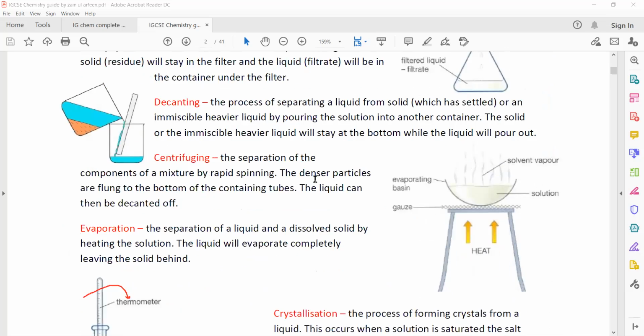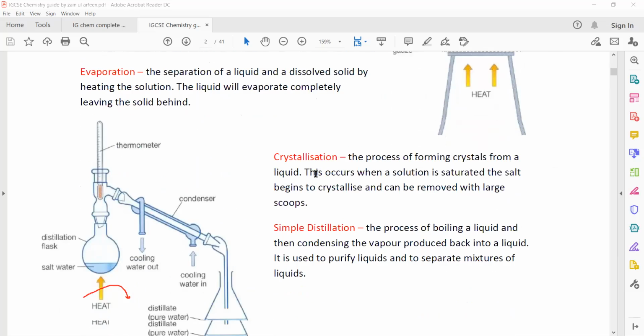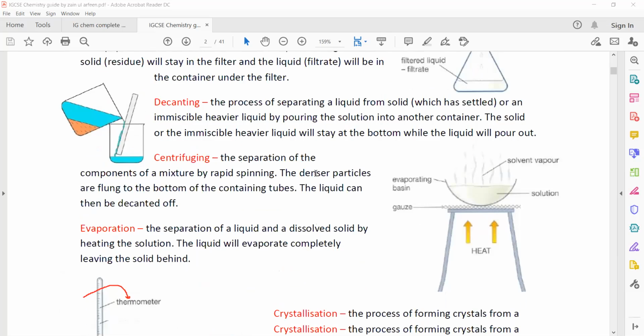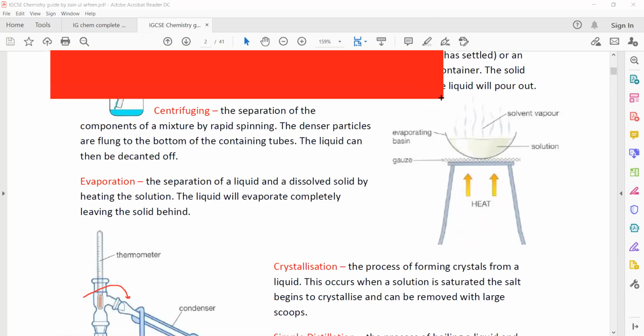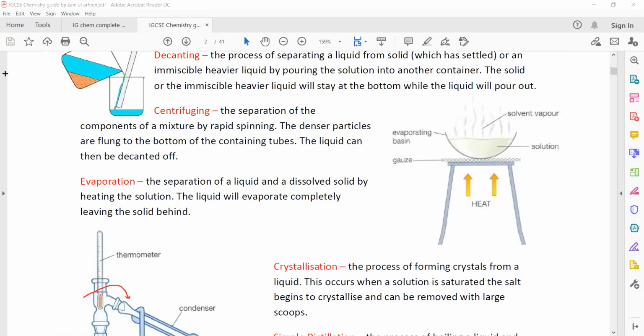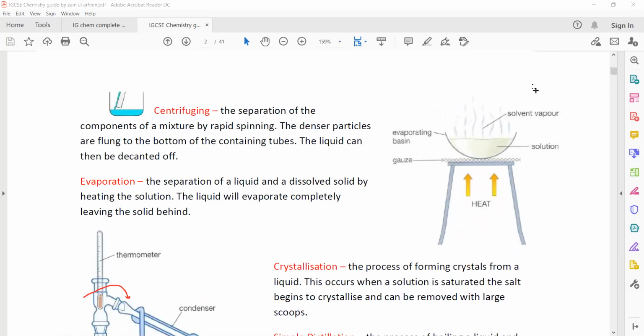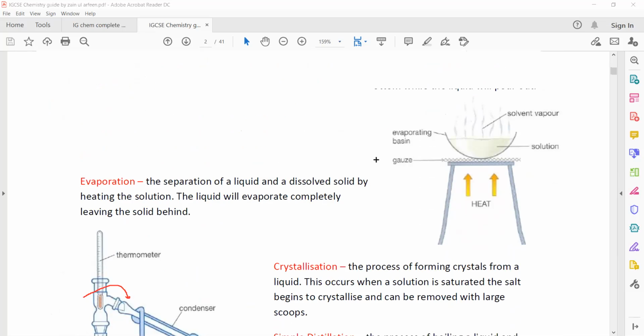Then if we want to separate the soluble substance from the solution, we can use two techniques. One is called evaporation.